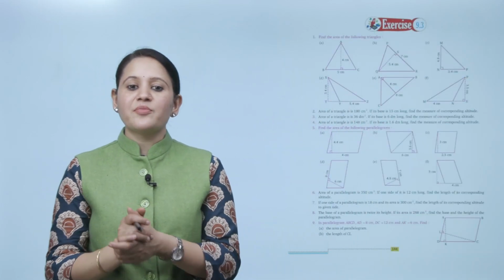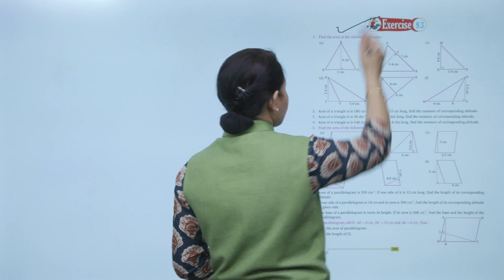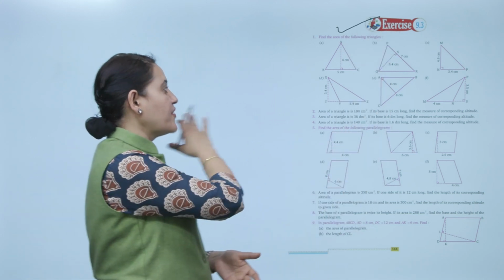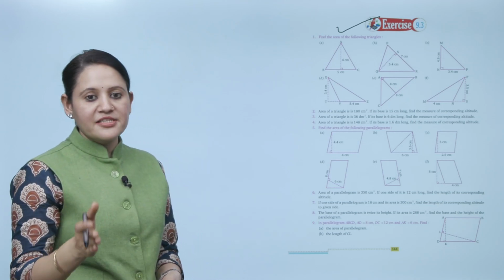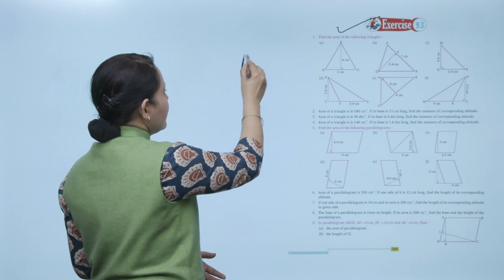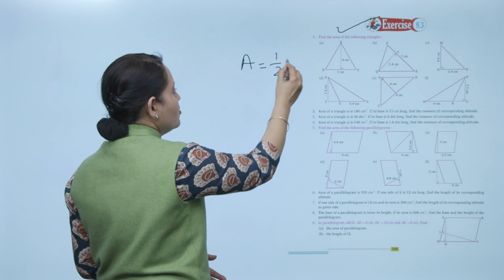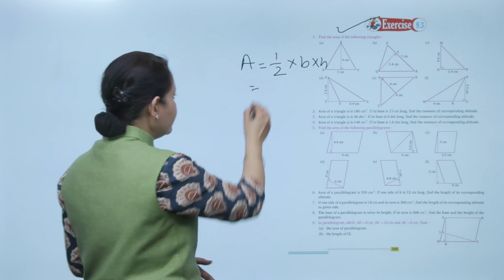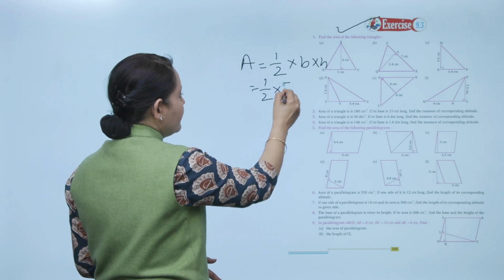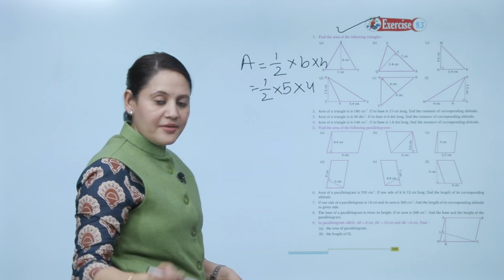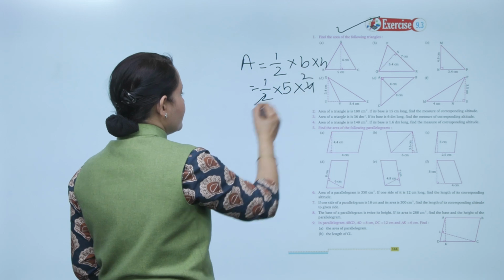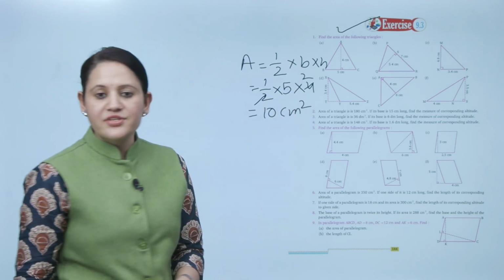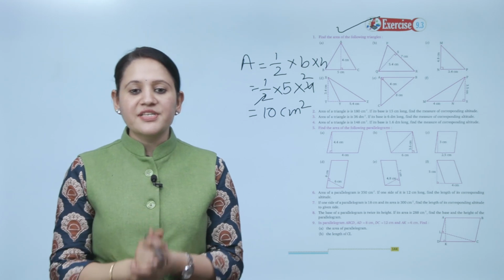Next is exercise 9.3. Find the area of the following triangle. Here the base is given as 5 cm and altitude or height is given as 4 cm. So area of triangle equals 1 by 2 base into height. Base is 5 cm, so 1 by 2 into 5 into 4. Clear? So that equals 10 centimeter square. That is the area of the triangle. So you have to practice all the questions of this exercise.